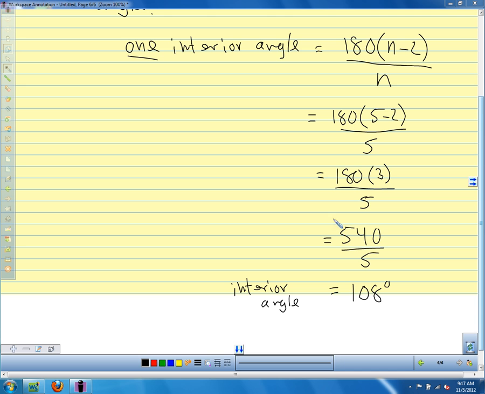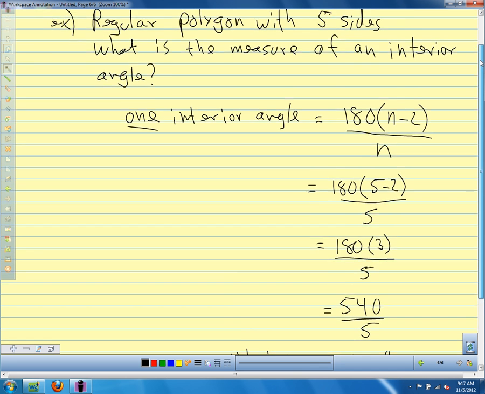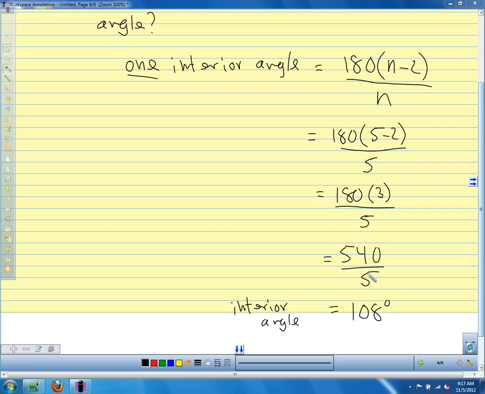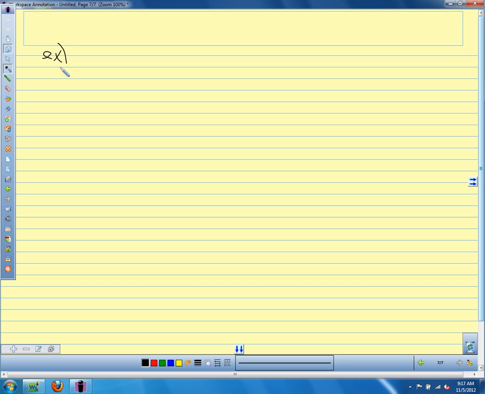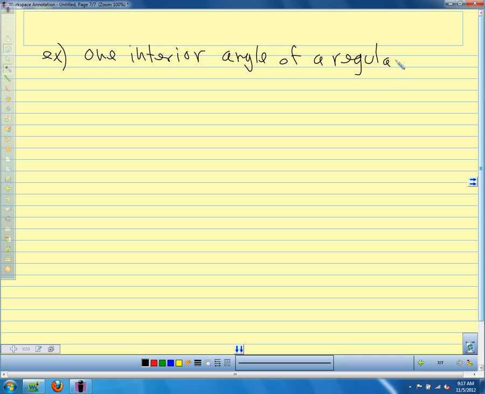All right, let's work one of these problems going the other direction, where we know the interior angle and we want to figure out the number of sides. This is where it gets a little trickier. So the measure of one interior angle of a regular polygon is 140 degrees. We want to know how many sides.